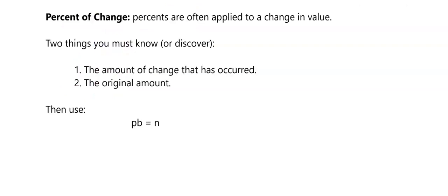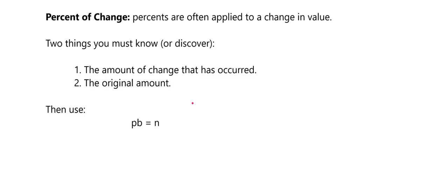Welcome back. Now we're going to talk about percent of change. Percent is often applied to change in value. This could happen, for example, when the quantity of an item rises over a period of time, or when the price of an item is reduced for sale. It can also happen when a population has grown or decreased, or we use it in sports, as we'll see a little bit later. In order to calculate the percent of change, you have to know a couple of things. The first thing you need to know is the amount of change that has occurred. And the other thing you need to know is the original amount.